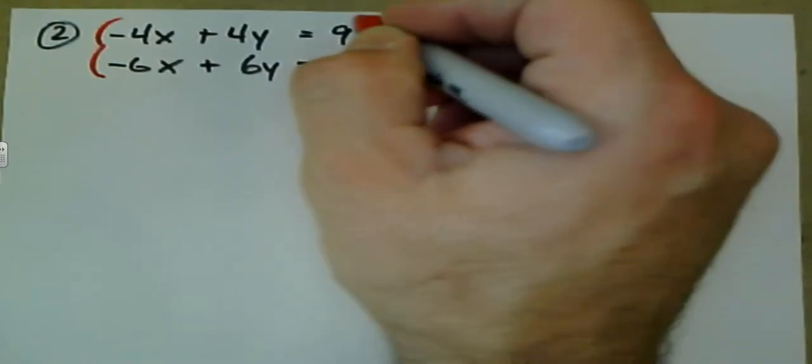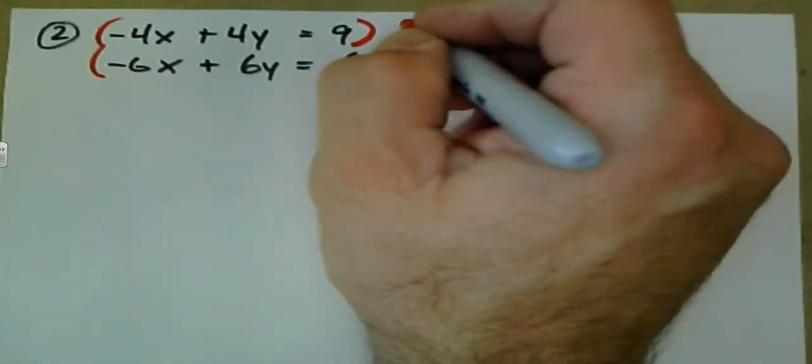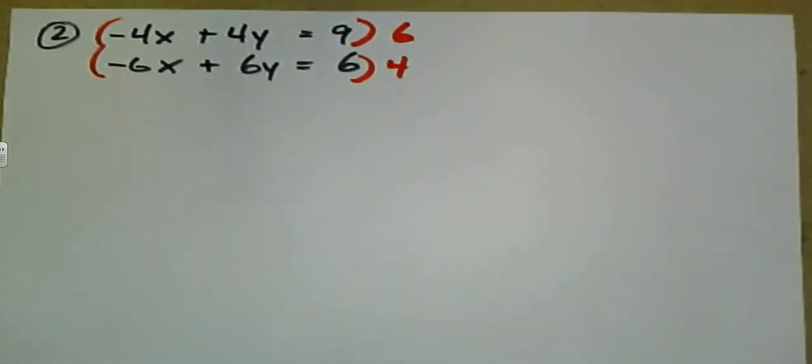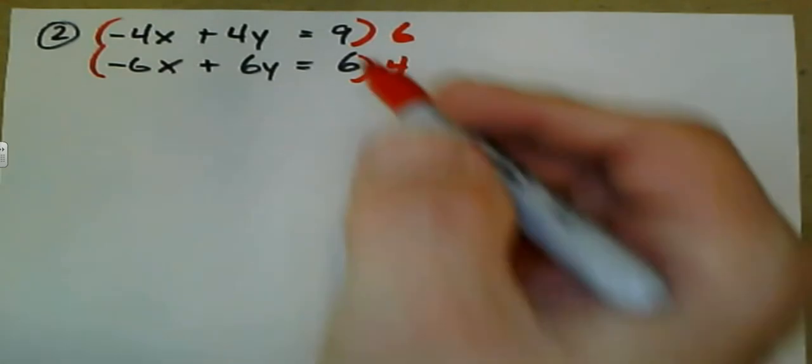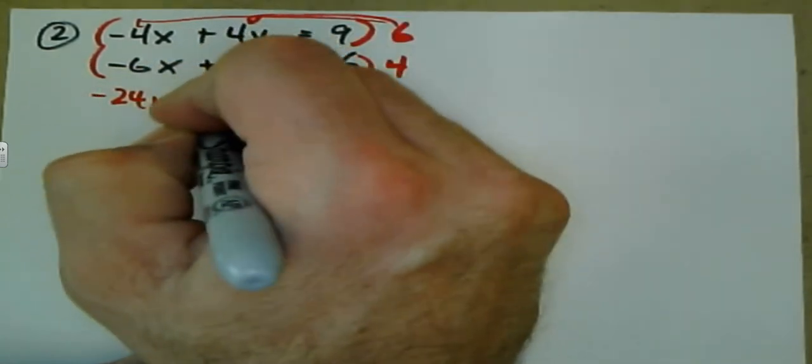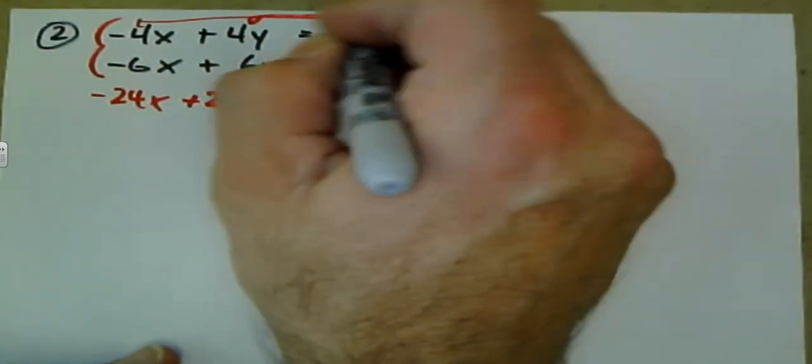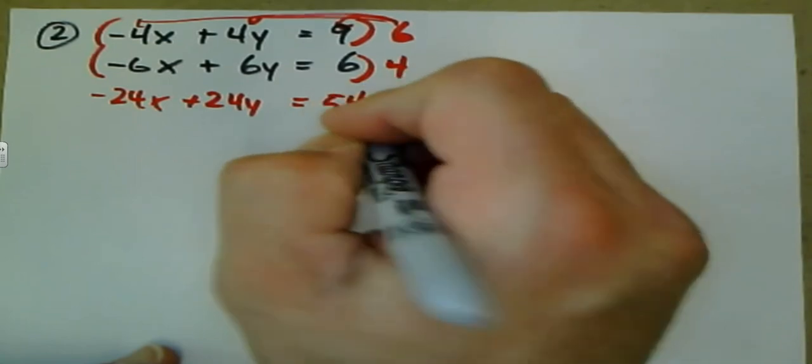These are going to be quick and easy. We're putting the 4 down here. We're going to put the 6 up here. I'm going to make sure I have my calculator because on the next one they're going to need it because it's larger numbers. All right, 6 times -4 is -24x. 6 times 4 is +24y. 6 times 9 is 54.